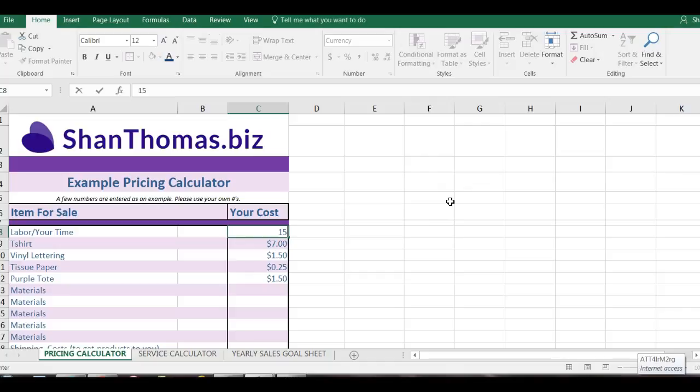So now I use this particular example in relation to t-shirts. I sell t-shirts. So let's say I was making these t-shirts myself and I wanted to make $15 per hour. So that's what would go there. The cost of that item would go here. So let's say the shirt cost me $7. The actual vinyl lettering cost me $1.50 per shirt. I'm going to package it with some tissue paper, it's like 25 cents per t-shirt, and then I'm going to include a purple tote. I'll put that costing in there.